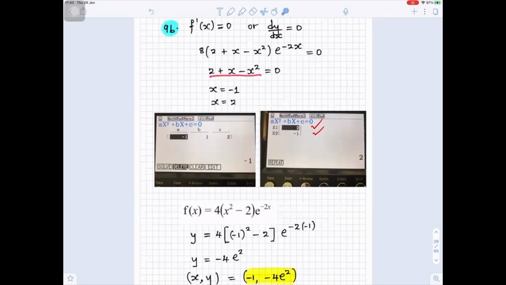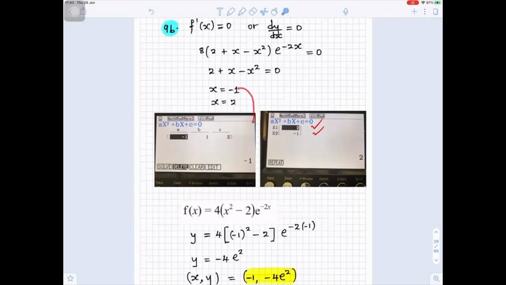If you put that in your calculator, where the number in front of x squared is minus 1, the number in front of x is 1, and the number without x is 2, your calculator will give you the 2 answers, 2 and minus 1. So the values for x are 2 and minus 1. So you can substitute minus 1. To find the value for y, you use the original function that they gave you in the beginning.